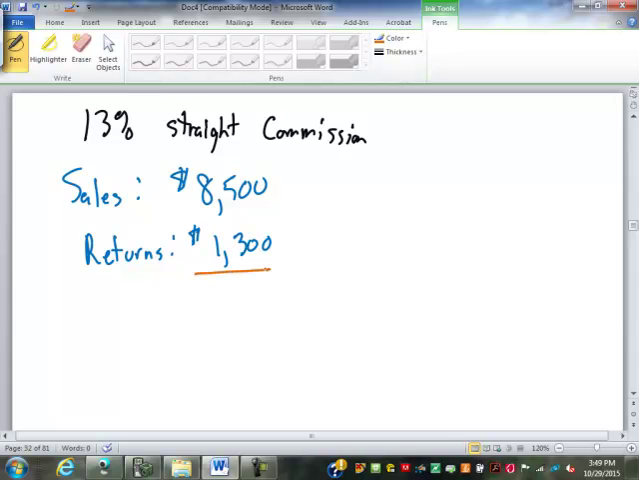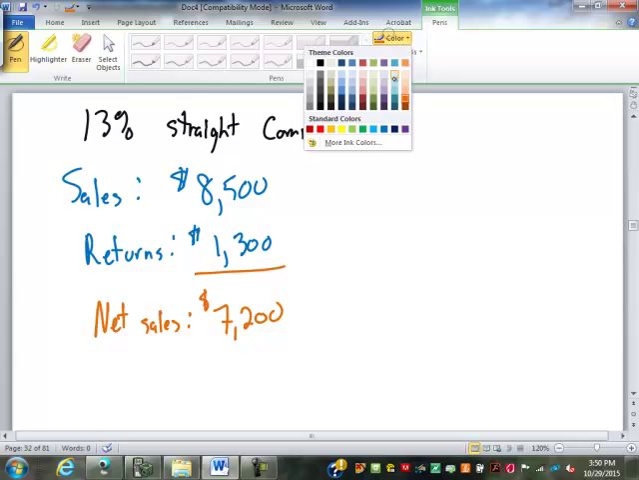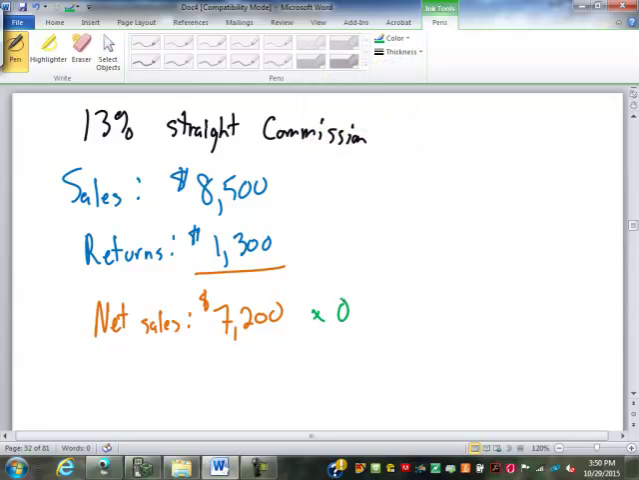So for this one, before we calculate the commission, we're just going to do sales minus returns to get a net sales instead of gross sales of $7,200. Then what? Times 13%, which is going to give us 936. There we go. So the returns cost us $169 worth of commission, if you were to figure it out.